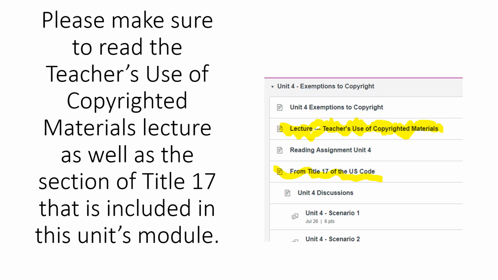As I said at the beginning, part 2 of this lecture is actually written. You have to read it. It's in the unit and says lecture. It's the teacher's use of copyrighted materials. And there's also a section of Title 17 that is included in the module. I need you to look at both of those. That's what they look like when you're looking at the main table of contents for the class. Okay, so let's move on.